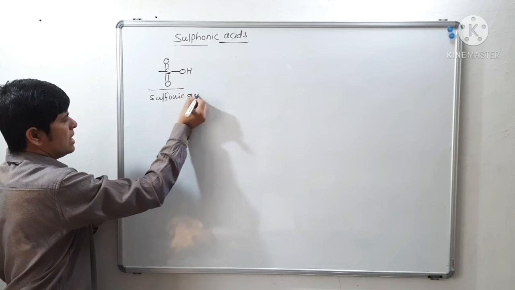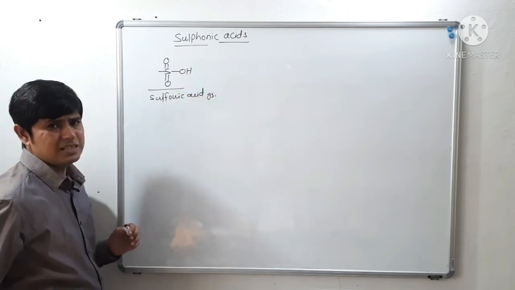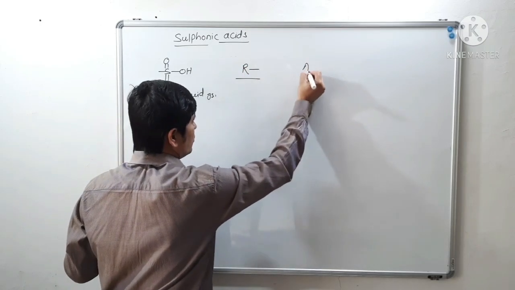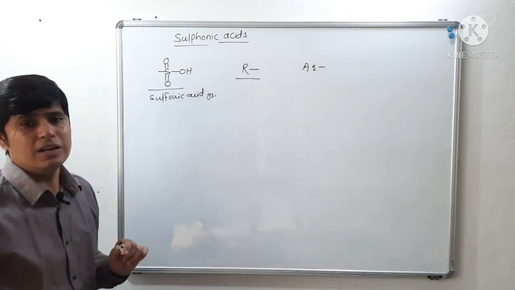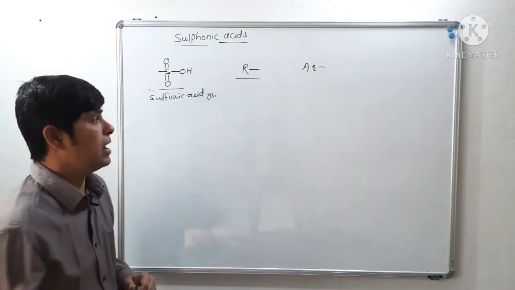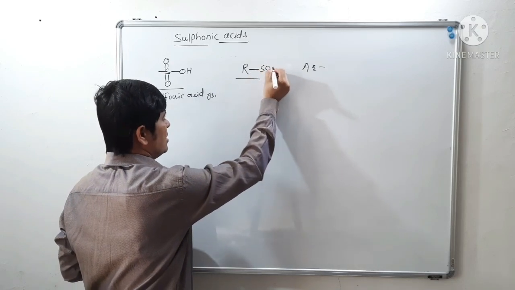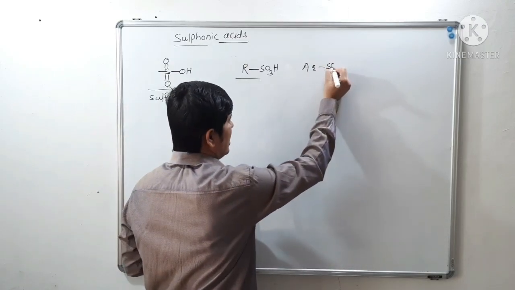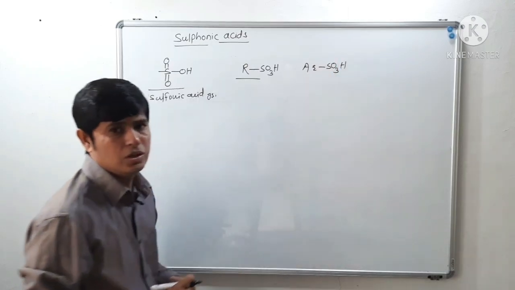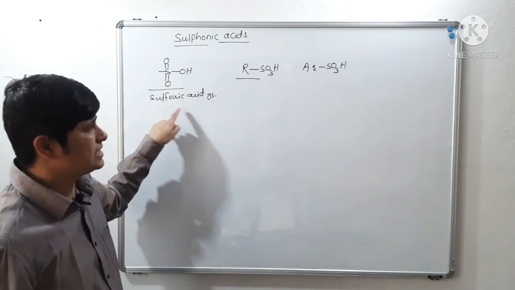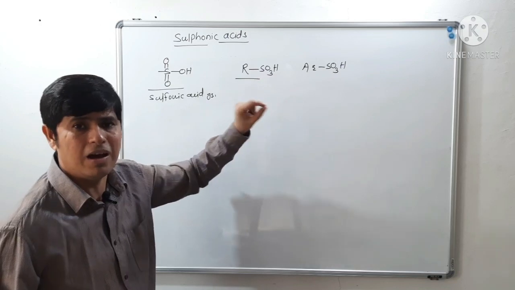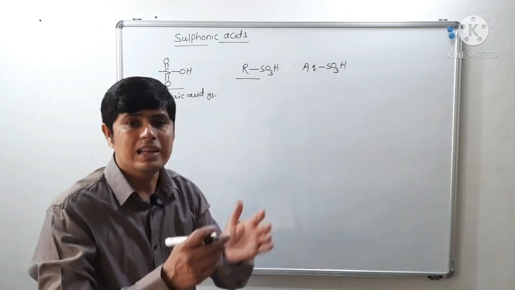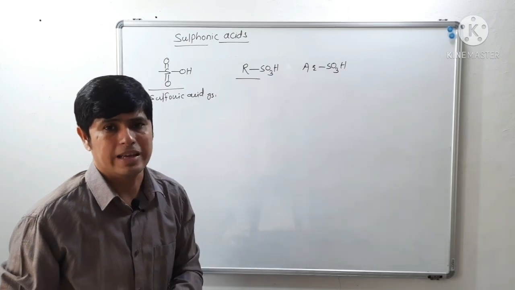This sulfonic acid group, when attached to an alkyl group or an aryl group, gives a sulfonic acid compound. So we will have alkyl sulfonic acid and aryl sulfonic acid. When the sulfonic acid group is attached to an alkyl group, we have alkyl sulfonic acid. When it is attached to an aryl group, we have aryl sulfonic acid.